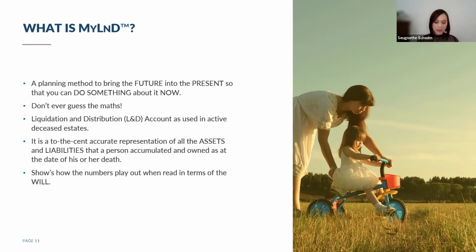So what we now say is we don't guess maths, we actually do it, and we run through it in scenarios to see exactly in terms of rand and cents how everything works out. And then only we put your will to the test. We look at how the figures and the descriptions and the location of the assets play out in terms of the wording of your will. And then we're able to see whether it's successful or not, and then decide to redraft the will or make amendments to it.